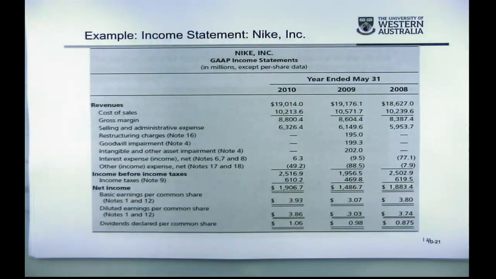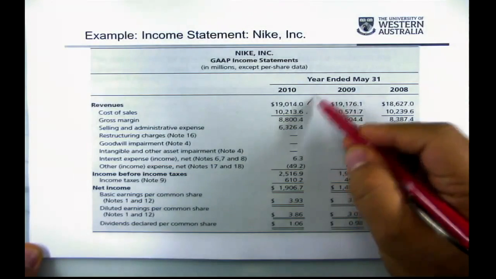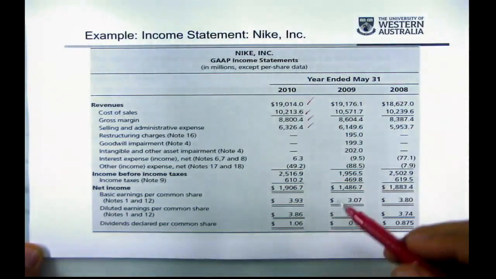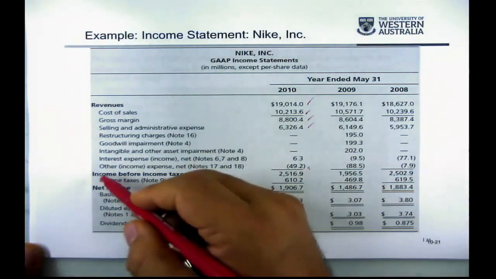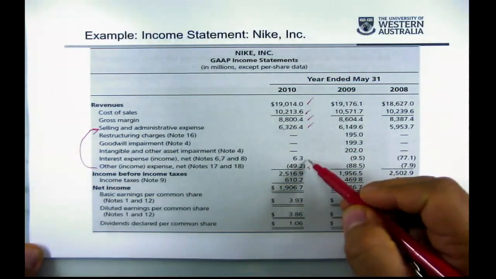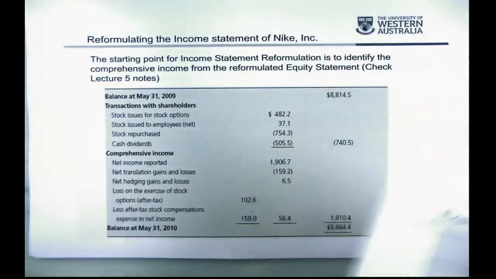So we have revenues, cost of sales, and this is the gross profit. This is the other operating expenses. We have also here other income or expenses. This one normally should be moved to this one and added to this one. And we have interest expense of 6.3. Okay, now let us see how to deal with this one.